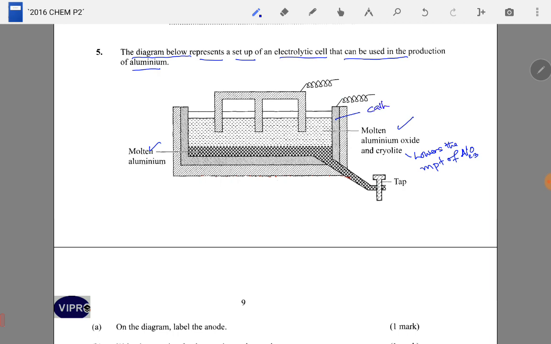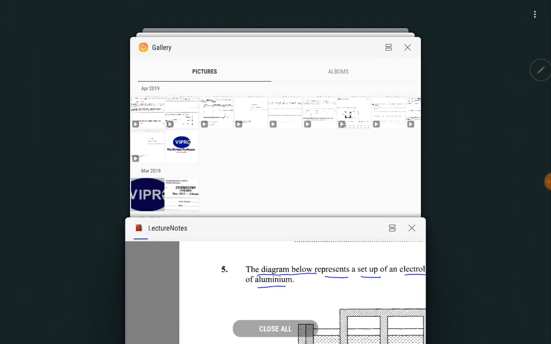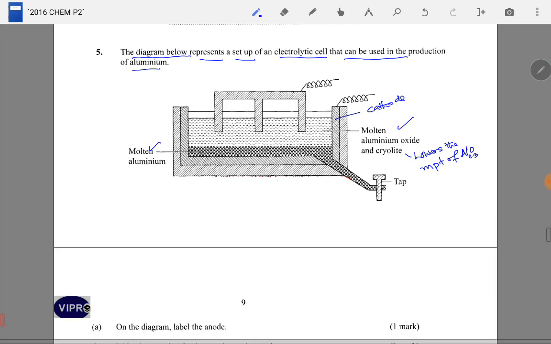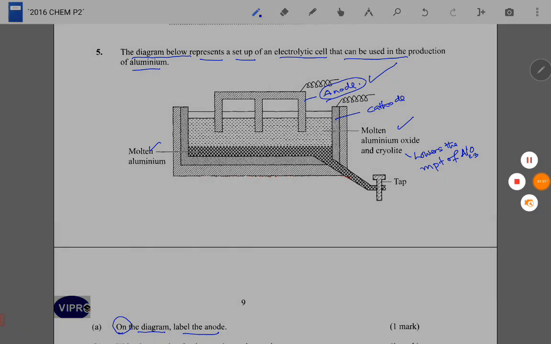So okay, we have here the cathode, the whole of that plate. Then we have here the anode. This one is the anode. So first question, on the diagram, emphasis is on the diagram, label the anode. So we already have labeled it, it's here. So that is the answer. We turn to the other questions to be able to answer all the questions concerning this chart.